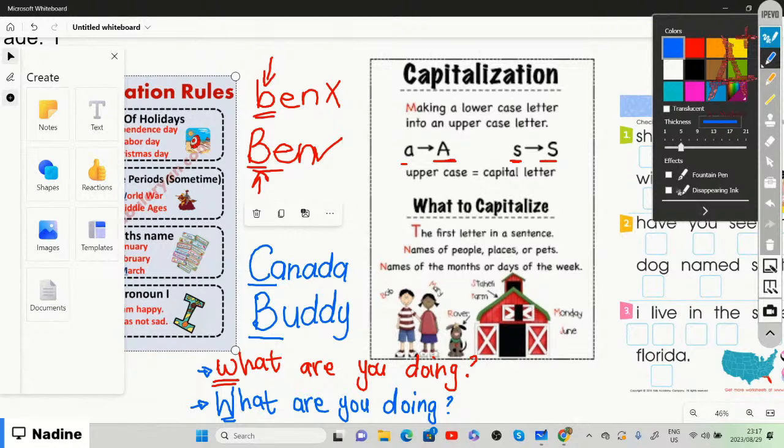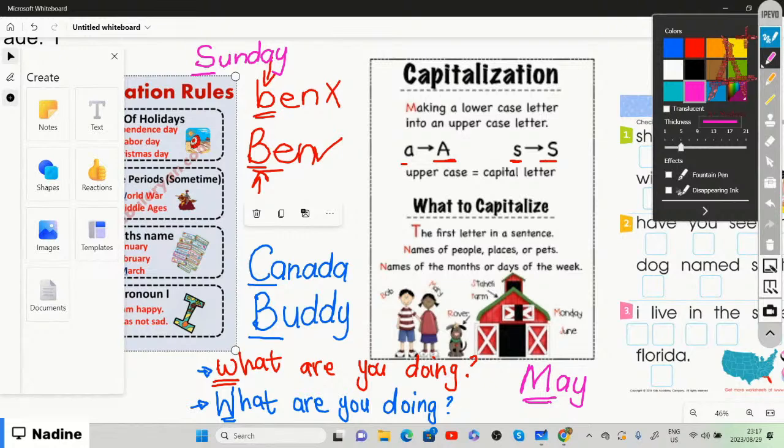Names of months, we capitalize names of months. So, for example, if your birthday month is May, then May needs to be written with a capital letter. The first letter needs to be capitalized. Capital letter M for May. Days of the week, for example, Sunday. So we say capital letter S for Sunday. So that is what we need to do when it comes to capitalizing letters, names, for example.